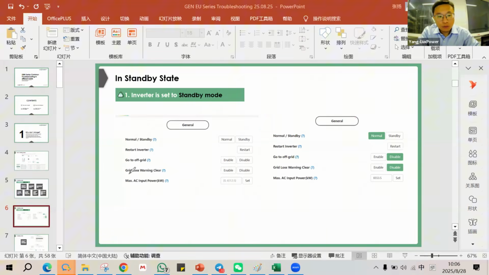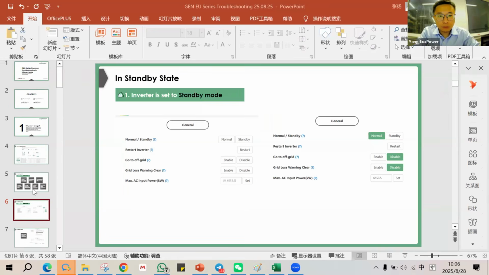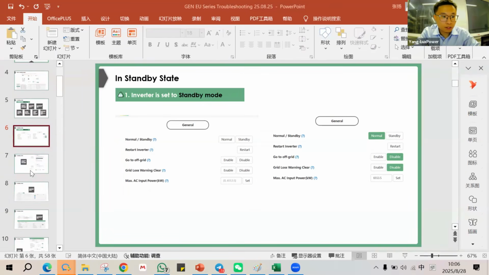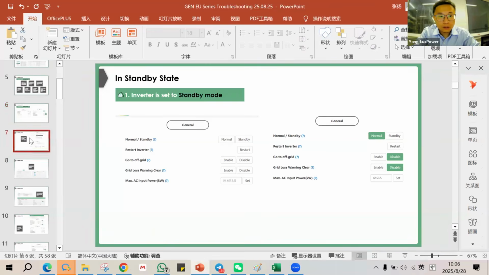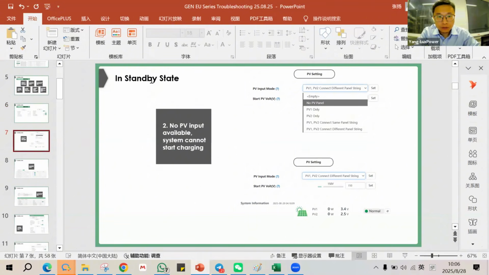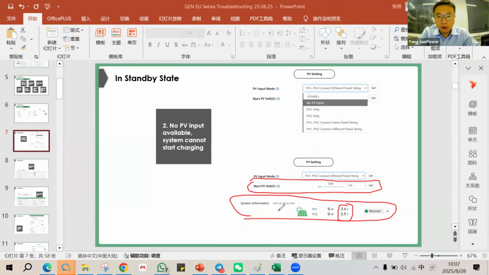This is the easiest case, and it will be much easier for us to adjust or control. But in the next case, it's still in standby mode and the settings are all set from standby to normal, but it still doesn't charge. Now you need to first take a look at your PV. You may see something like here in your monitor: the PV voltage is only 3.4 and 2.45. The PV doesn't work because our start PV voltage is at least 150. So you need to wait for the PV voltage to increase to this value, then the PV will activate and it can charge everything.